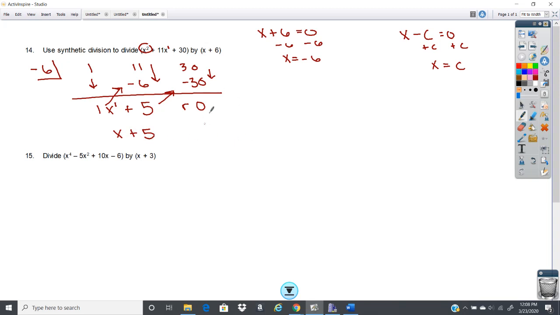And then if you had to put the remainder, because sometimes on the computer they will ask you to put the remainder even if there is none, you would say remainder, and then there's a blank. You would just enter that in. So you would put a 0 there, and it's over what you divided by, x plus 6.